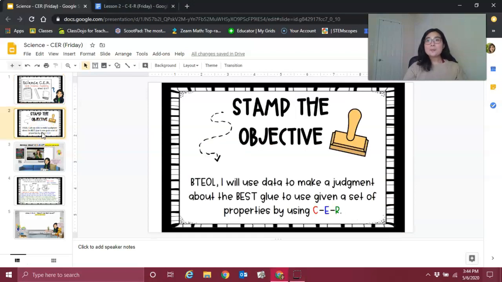So let's start by stamping that objective. By the end of the lesson, I will use data to make a judgment about the best glue to use given a set of properties by using CER.